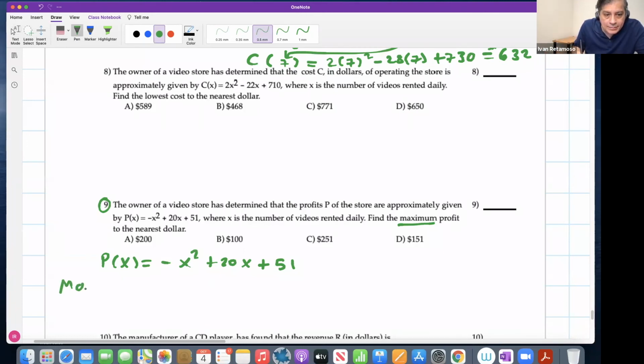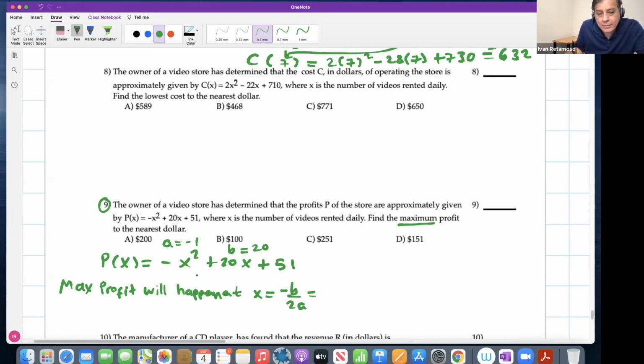Remember, the maximum profit will happen at x equal minus b over 2a, right? A is equal to -1, right? B is equal to 20, right? So can you try this, guys? Put this in there. And when you have your value of x, they want the maximum profit. So you replace that into your function, right? Into your quadratic function here.